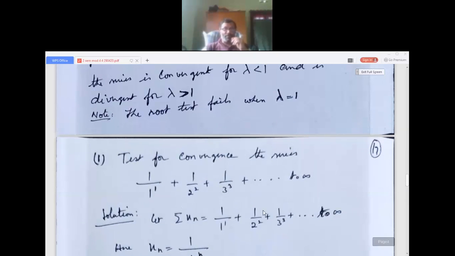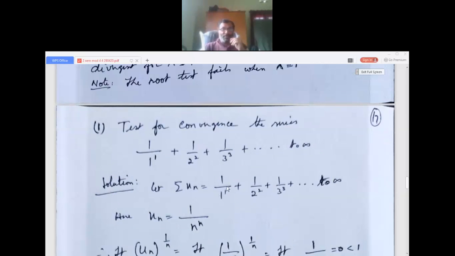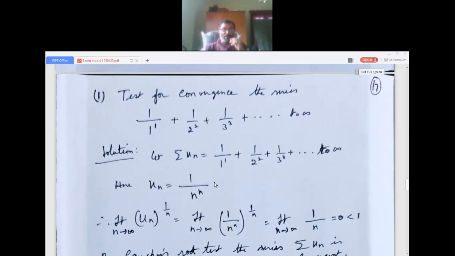We'll see one simple problem. Test for convergence the series 1 by 1 power 1, 1 by 2 squared, 1 by 3 cubed to infinity. So sigma un is the given series. The first term is 1 by 1 power 1, the second term is 1 by 2 squared, the third term is 1 by 3 cubed. So the nth term un will be 1 by n power n. For all these types of power n, we use Cauchy's root test.